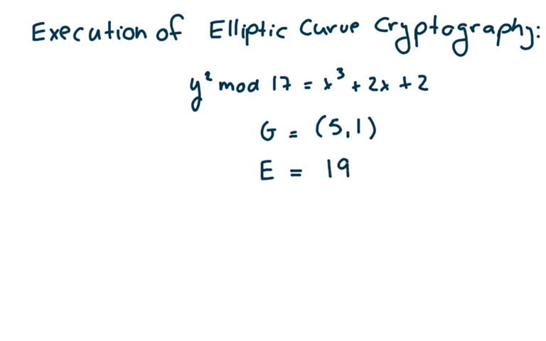The first thing that this individual has to do is generate the cyclic group. And they have to do this first by doing a point doubling operation. A point doubling operation with the point G with the coordinates (5, 1).